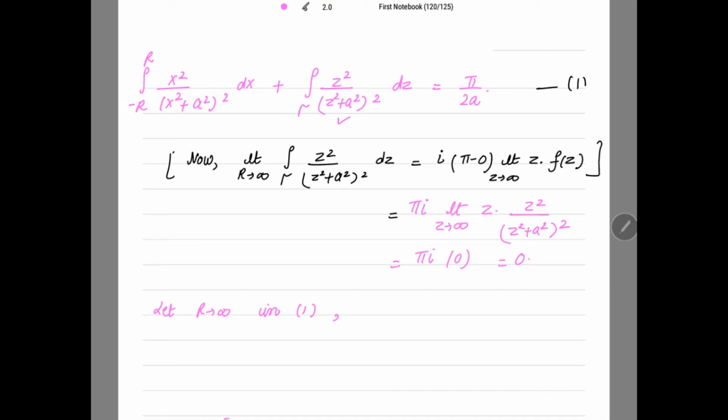Now, because I need the integration from minus infinity to infinity, I let R tend to very, very large. So let R tend to infinity. This gives the integral from minus infinity to infinity of x square over (x square plus a square) whole square dx plus this, which is already 0, as we have just calculated, equal to pi over 2a. Here ends the solution.